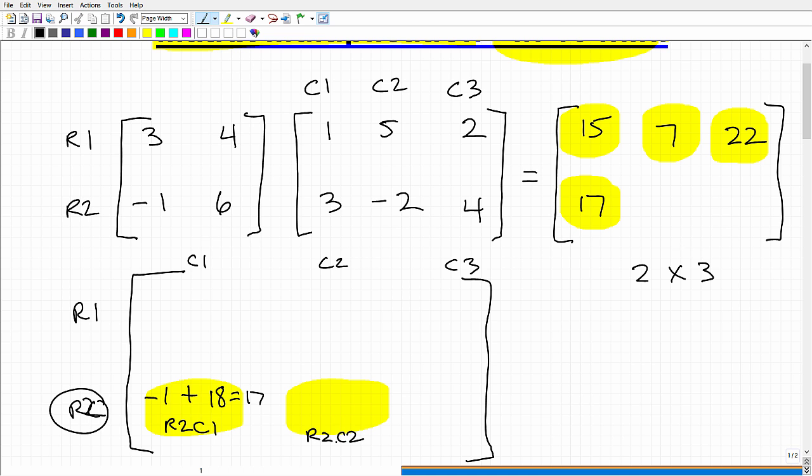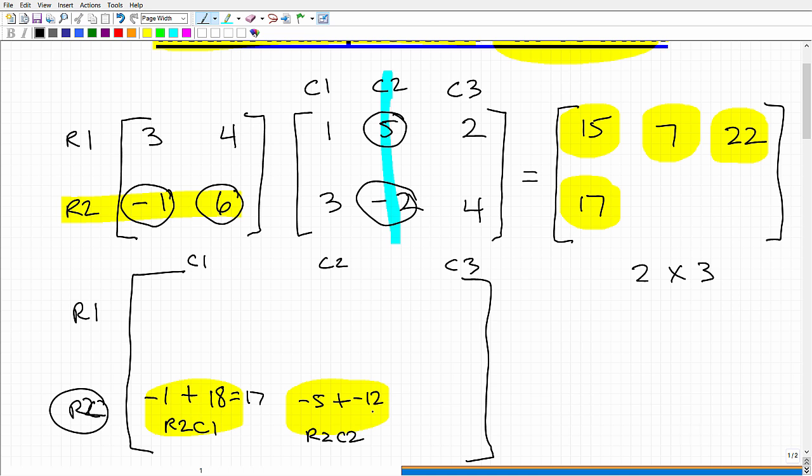So let's move on. So we got row 2, column 2, and let's go ahead and do the same thing. So it's going to be negative 1 times 5. Remember, we're going from left to right and top down. So negative 1 times 5 is negative 5 plus 6 times negative 2. That gives me a negative 12, right? So add those guys together, I get negative 17. So that'll be our position right there.